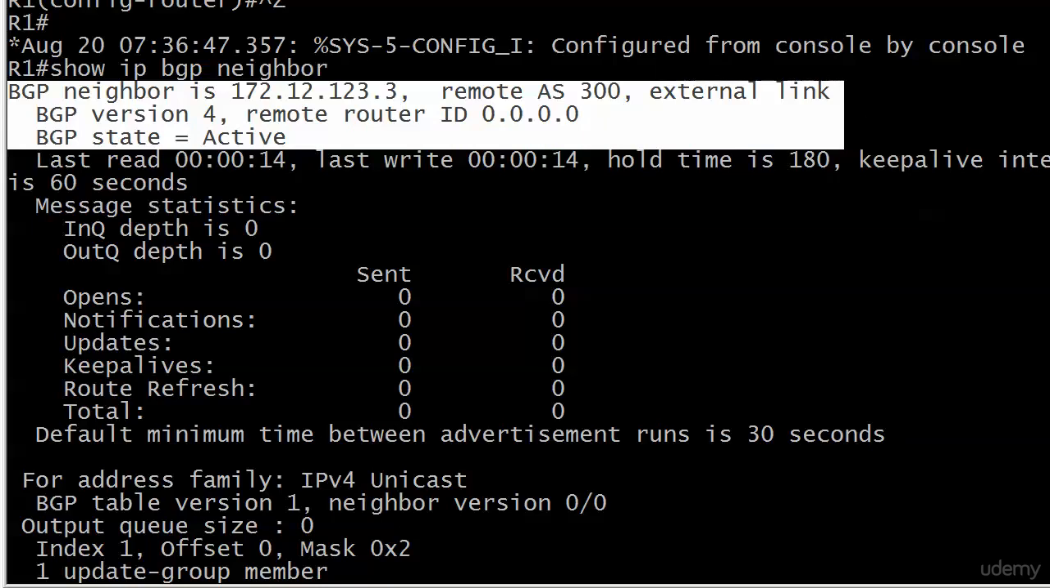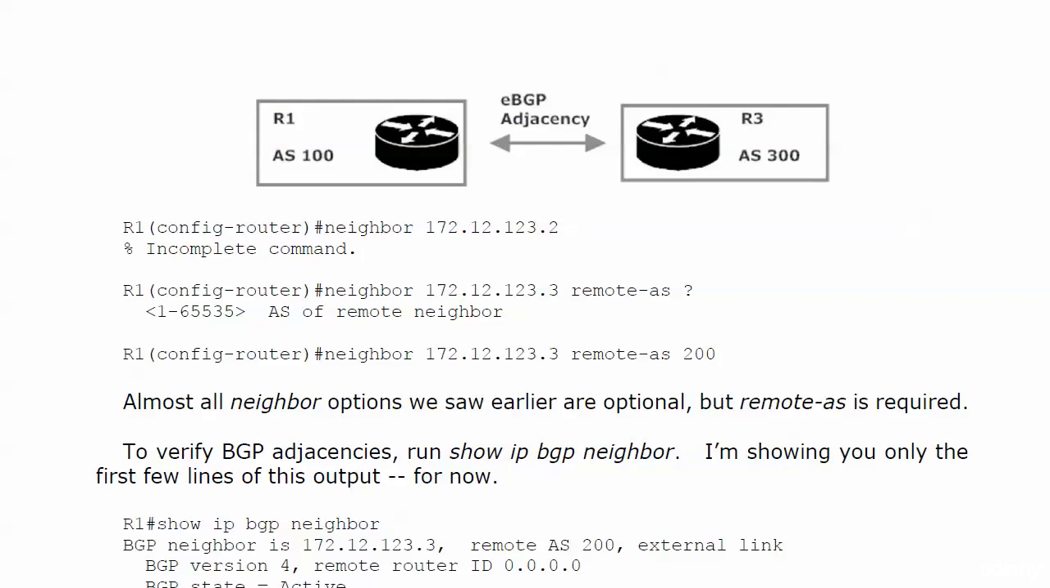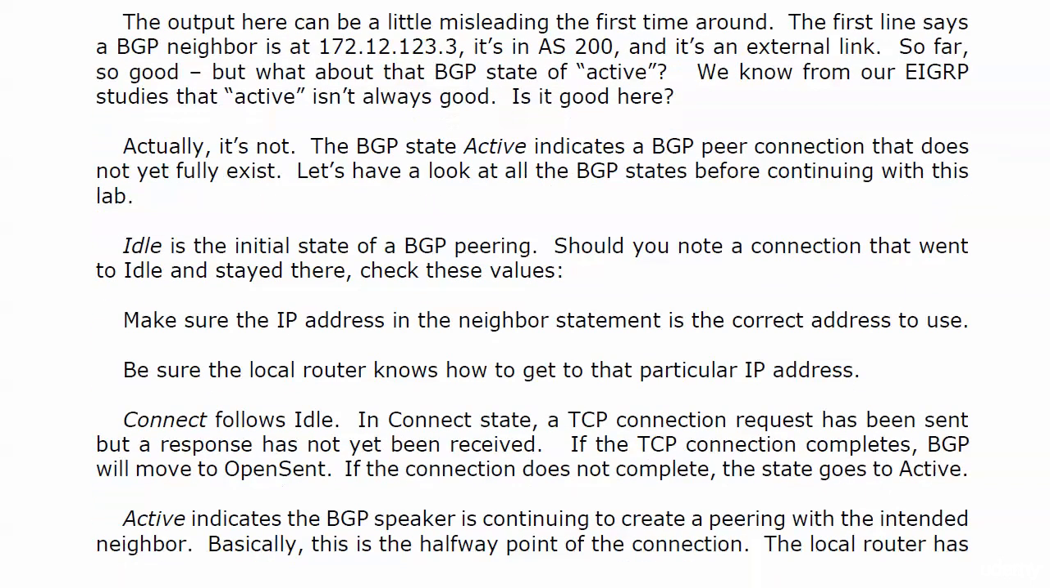And there are some other BGP states that you might not see during these labs, so I want to show them all to you right now. And this is important stuff because it really helps you spot the issue. First off, our states: we start with idle, and that's the initial state of a BGP peering. If you have a connection that goes to idle and stays there, I can practically guarantee you it's going to be one of these two things. 99.9% of the time, it's going to be one of these two things.